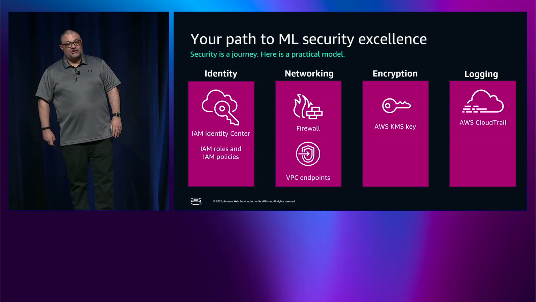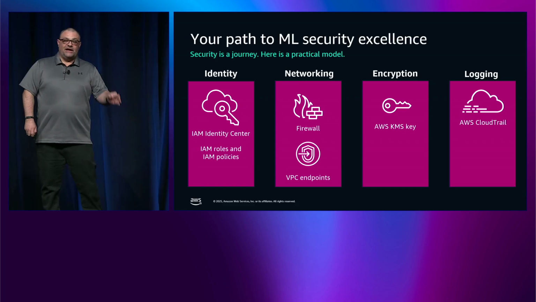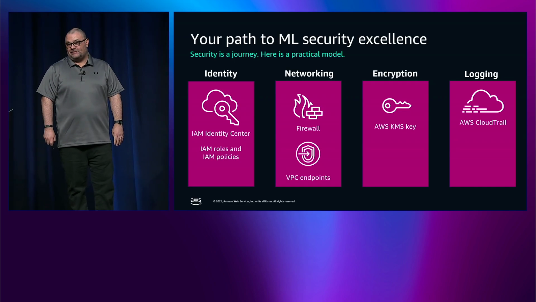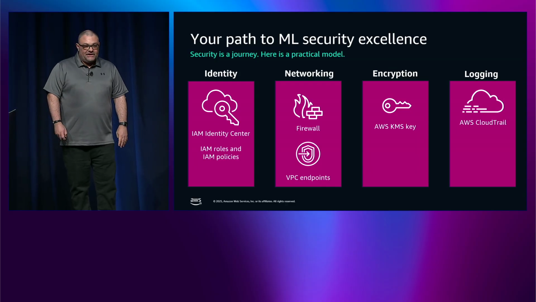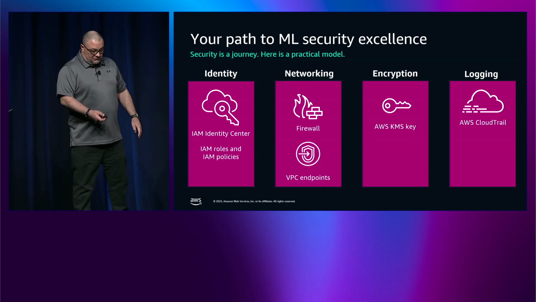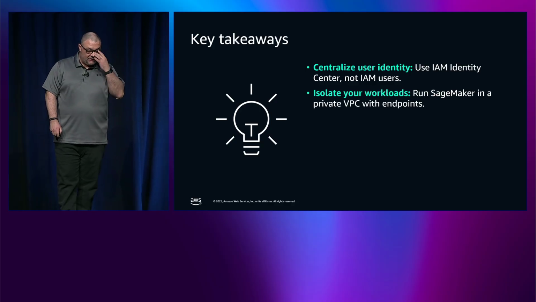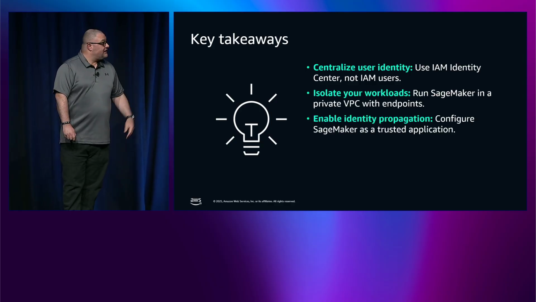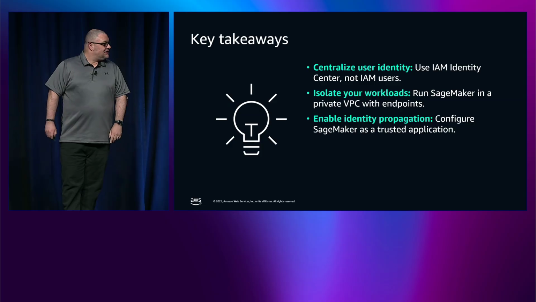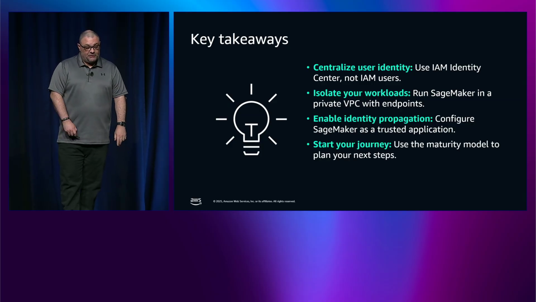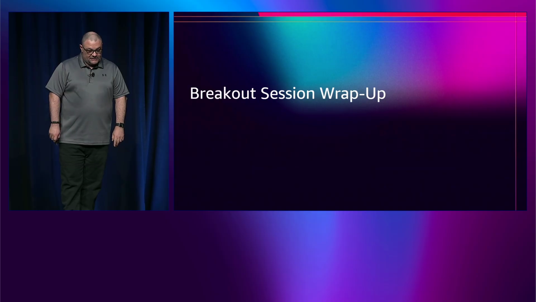And then finally, you want to ensure that you log all that stuff in CloudTrail. Get your CloudTrail log set up. Go and set up a CloudTrail trail. Learn how to use it and set it up correctly. It will make your life so much easier. So there are some of the key takeaways. Centralize user identity, isolate your workloads, and enable identity propagation with trusted identity propagation, and then start your journey.